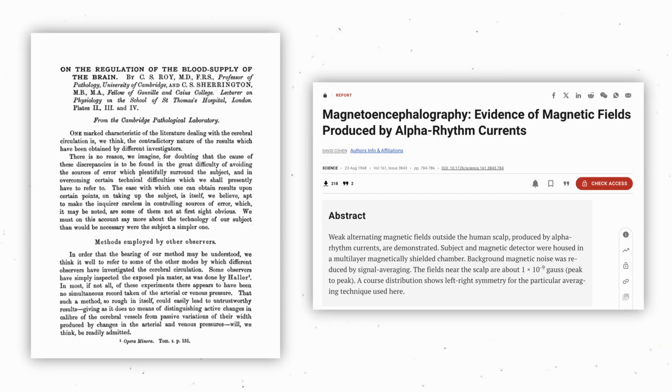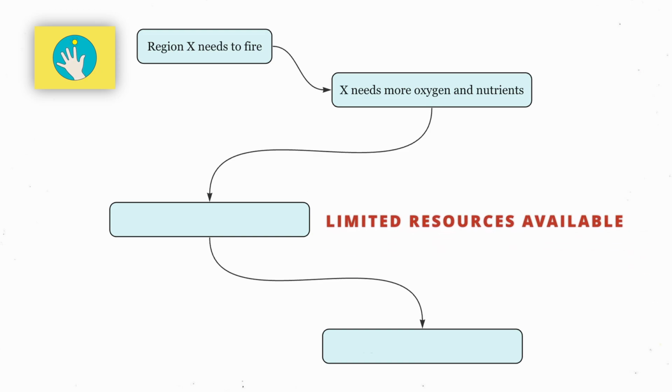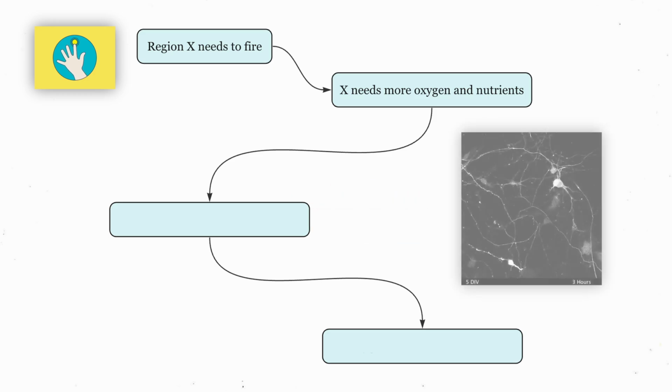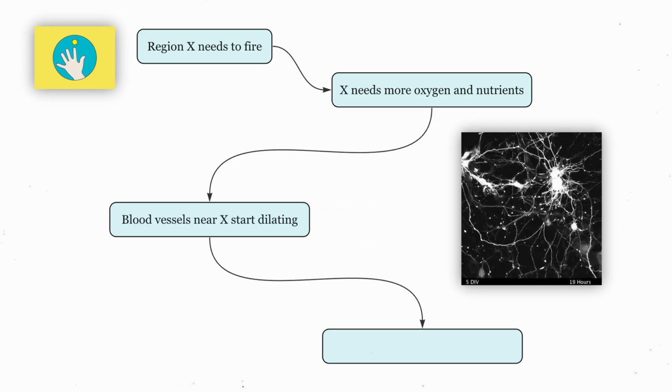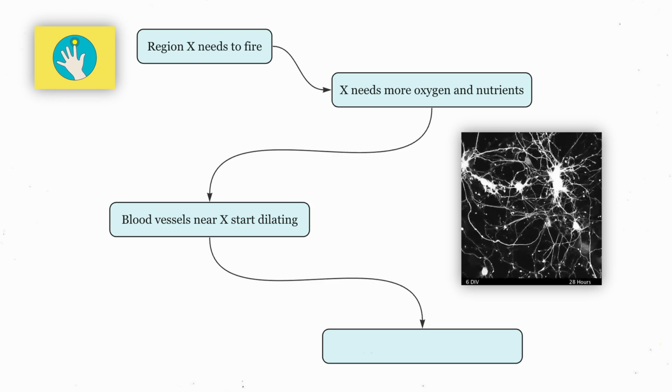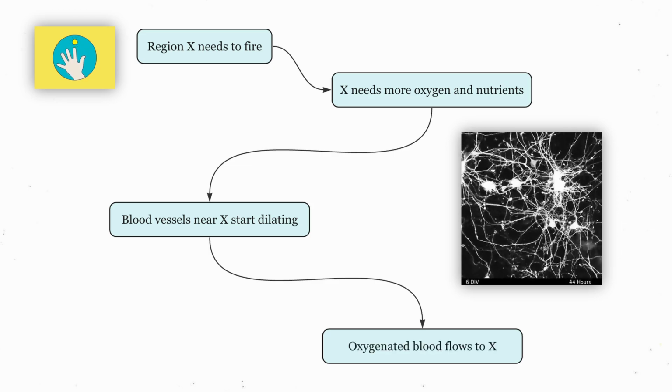Let me explain. Put simply, when certain parts of our brain need to function, it needs a lot of oxygen and nutrients recruited to that specific area. Since we only have a limited amount of those resources, our body does this neat little trick where when neurons in a specific area of your brain start firing more, nearby blood vessels respond by widening or dilating. This dilation allows more blood to flow to the active brain region, delivering extra oxygen and nutrients to meet the increased demand.